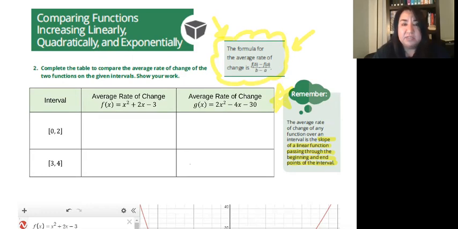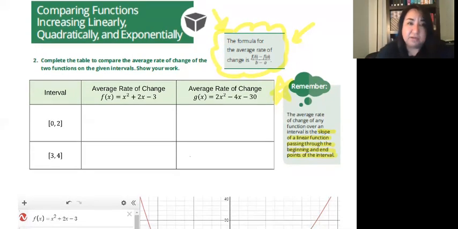So it's just saying what is the difference in your outputs over the difference in your inputs. But again, it's the beginning and end points of that interval. You're going to take those x and y coordinates and use that formula. So when I ask you to compare these two functions or average rates of change for the interval 0, 2, that means when x is 0 and x is 2, what are my outputs? And I need to use all of those values to calculate this.